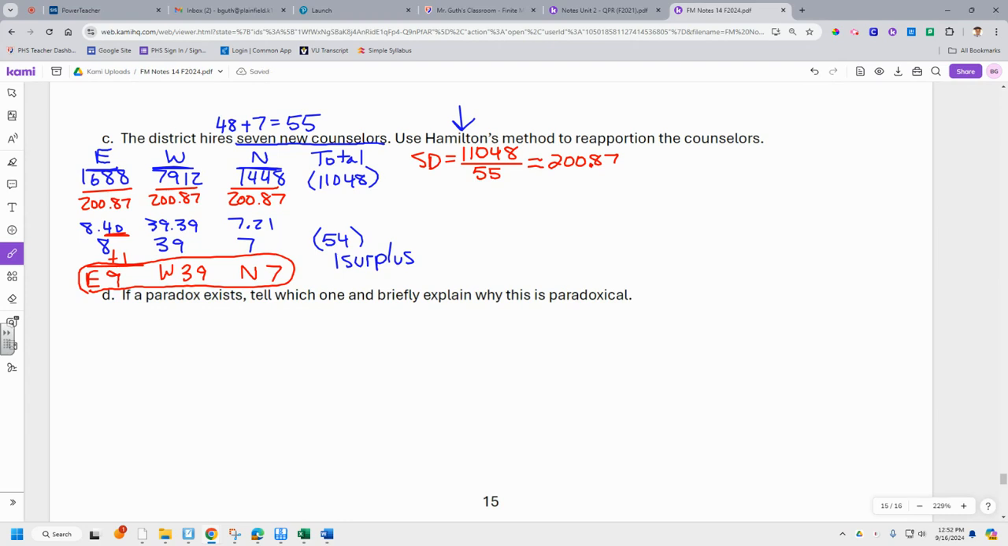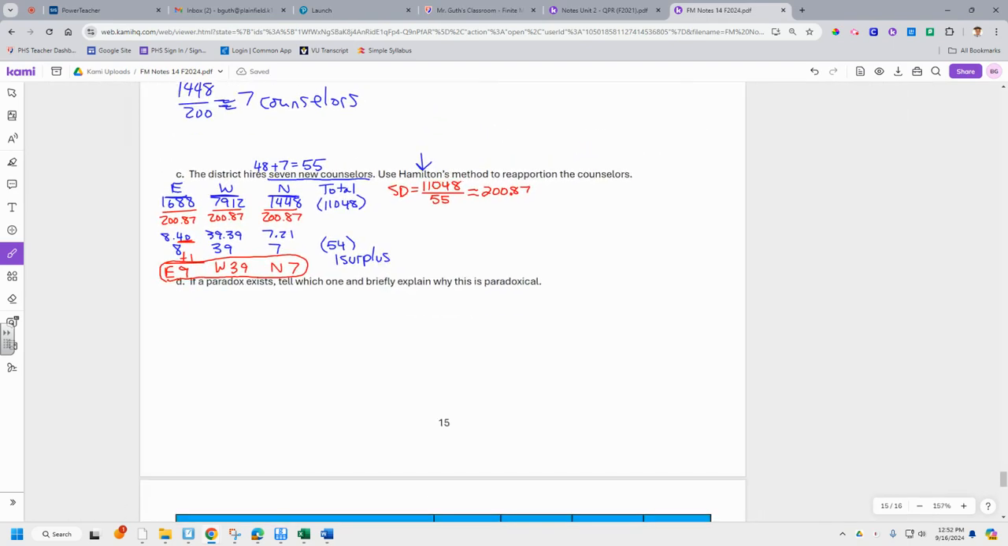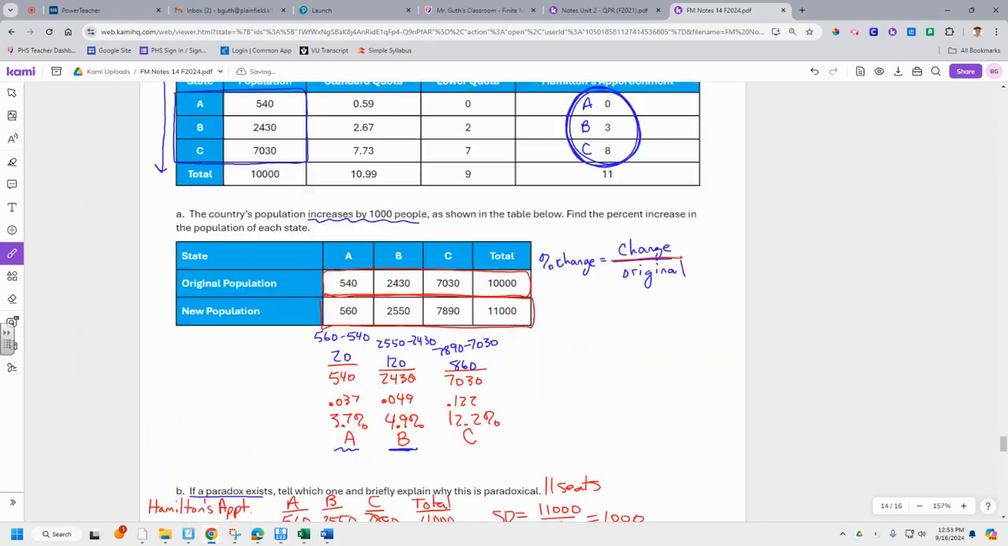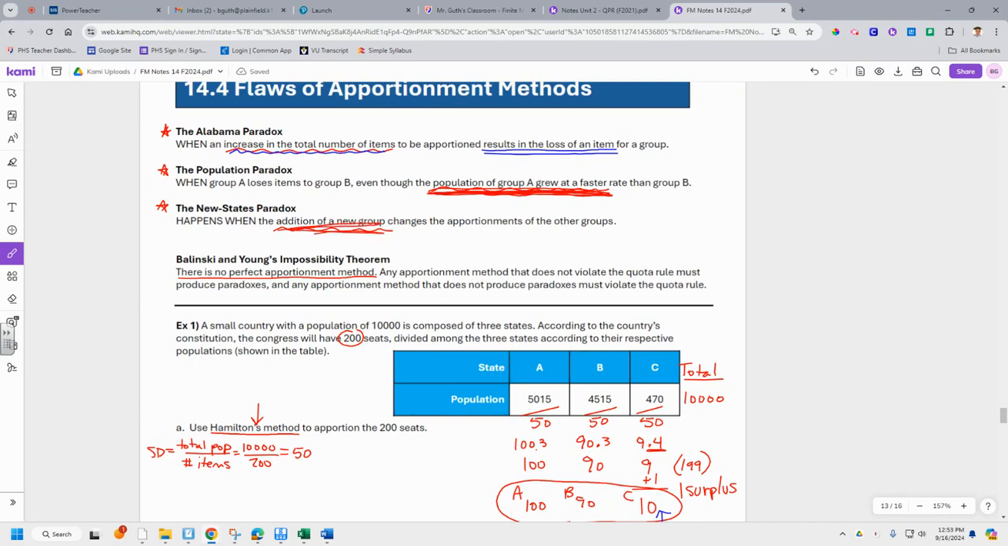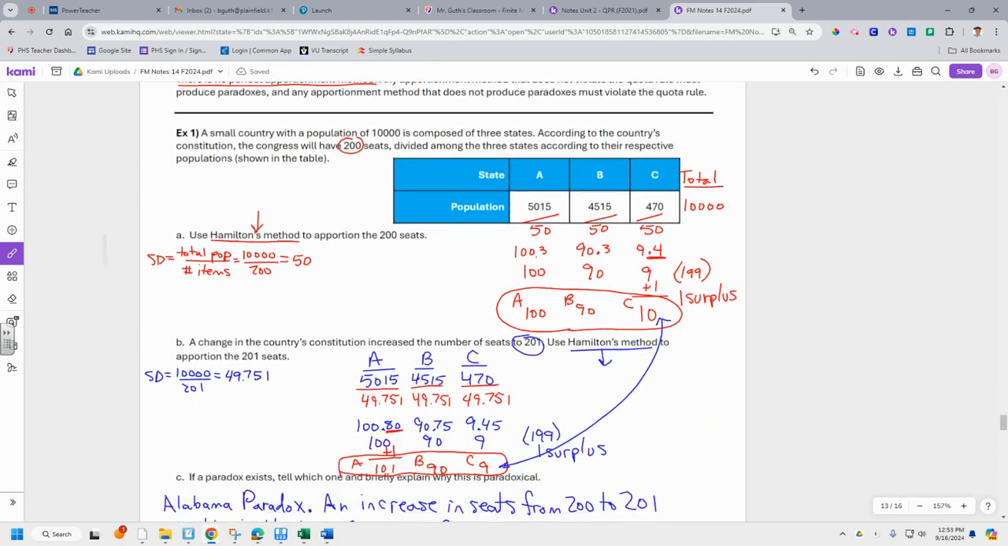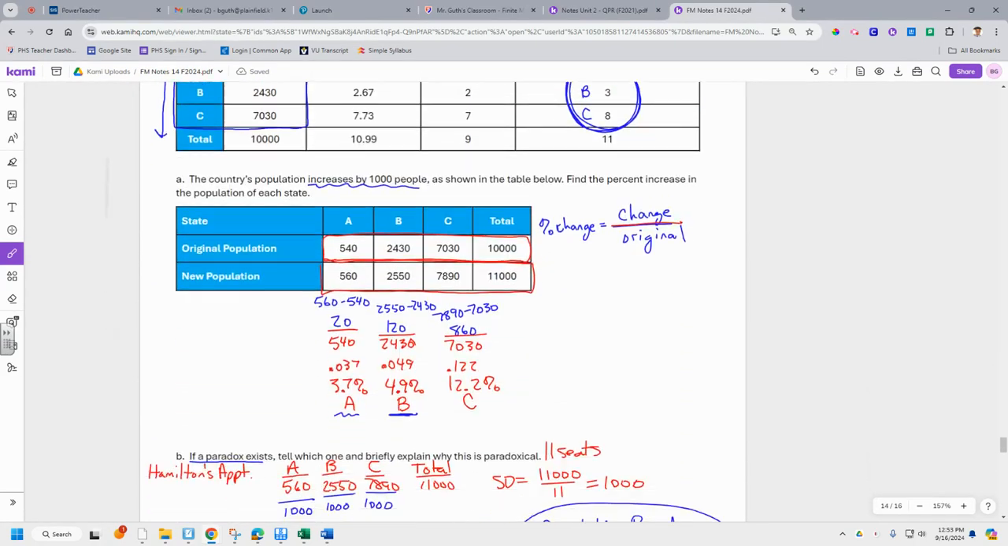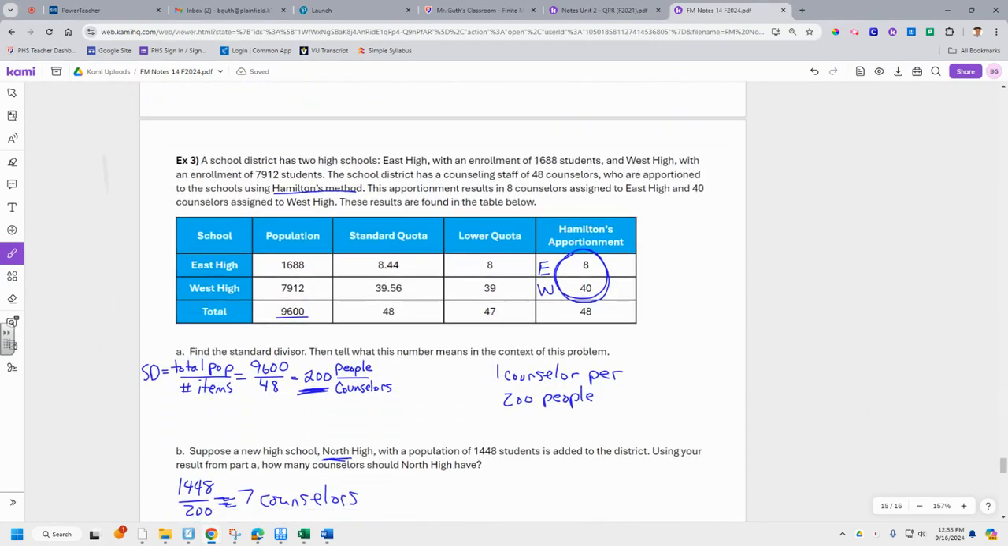Part D says, if there's a paradox, tell which one and briefly explain why this is paradoxical. Well, if you read the definitions, it should be obvious that this is going to be new states. But really go back and read that definition. The addition of a new group, well, yeah, that's what we did, changes the apportionments of the other groups. So this is what you have to make sure happens. Did adding a new group change the apportionments of the other groups? I bet it did.